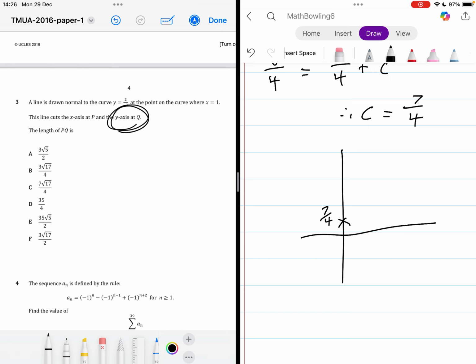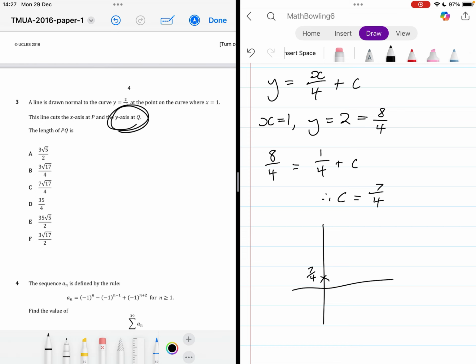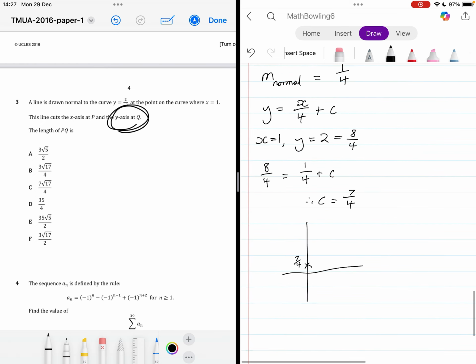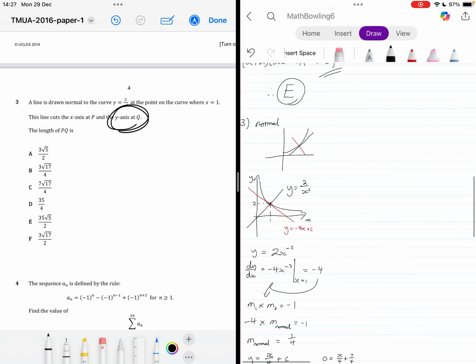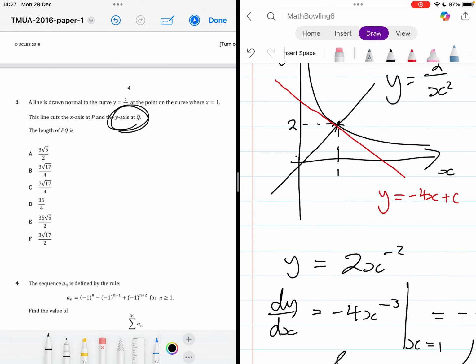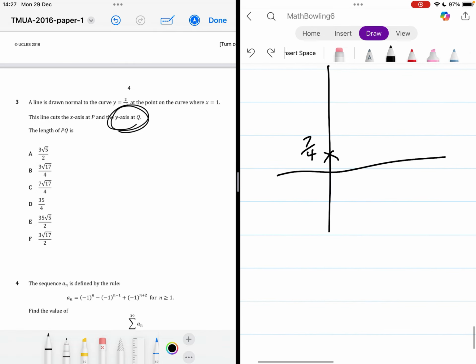And the x-axis at P, which should be negative. For the x-axis, we have to solve y equals 0. So we'll do that over here. I'm going to get 0 equals x over 4 plus 7 over 4. So x equals negative 7. So in fact, our diagram up here was quite wrong. It should be a much flatter line that goes more like that. But again, it's just a diagram, it's not too important, and we can add it on here anyways.